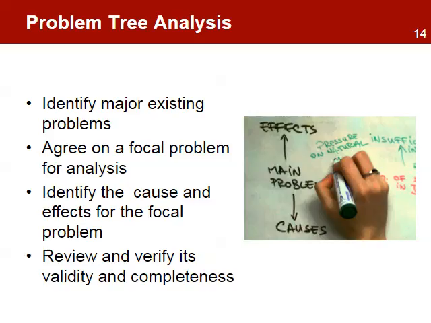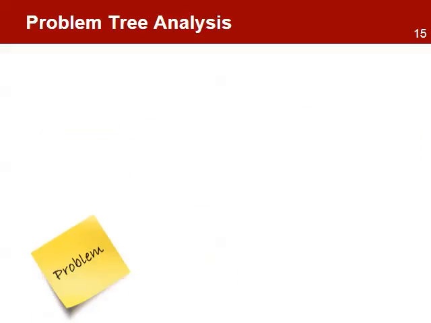The problem tree analysis is a participatory approach to discover the focal problem. It consists of 4 steps. The first one is the identification of the major existing problems. Then the agreement on a focal problem. Then the identification of the causes and effects of the focal problem. And finally, a review and a validation of the entire problem tree analysis.